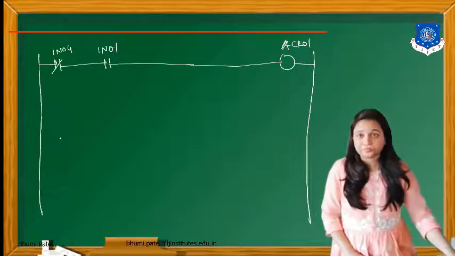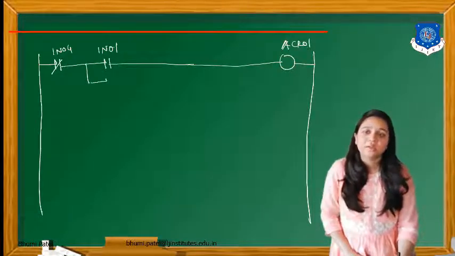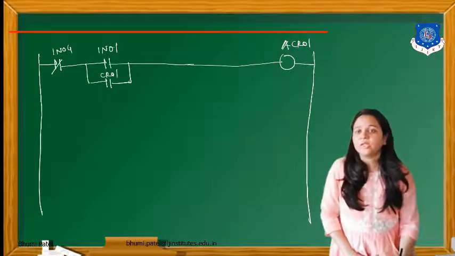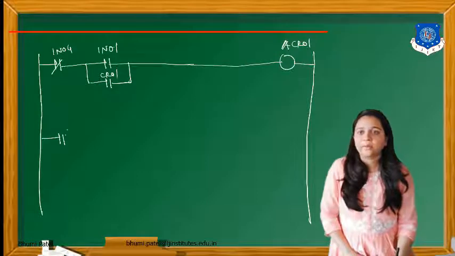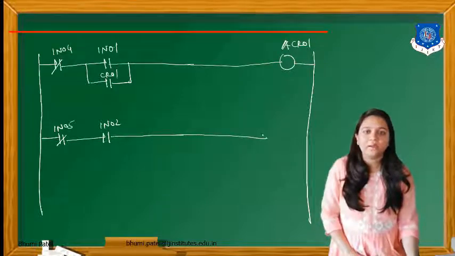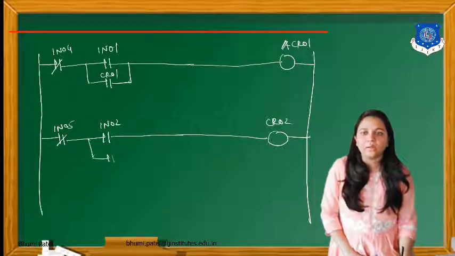Okay. Now, for the safety that we have studied in the last program, we can put here the output coil in parallel with the input signal. So the same logic will be applied for machine B. IN05 is the stop button for machine B, IN02 is the start button for machine B, and CR02 is the output of machine B. And we can put here the parallel connection CR02 with the input switch.